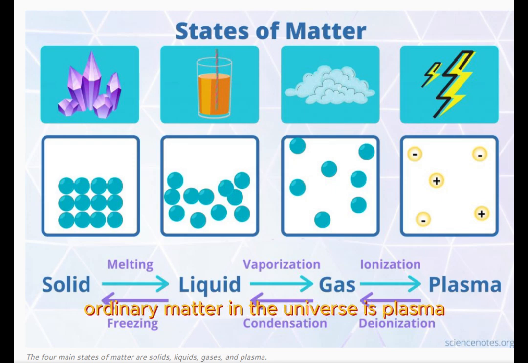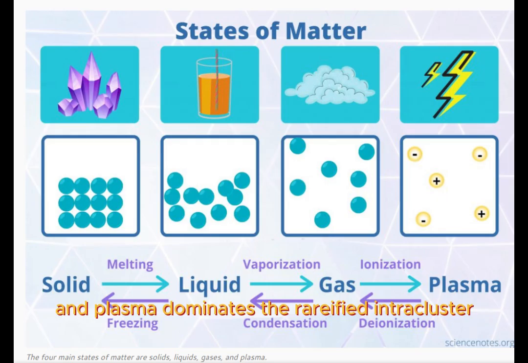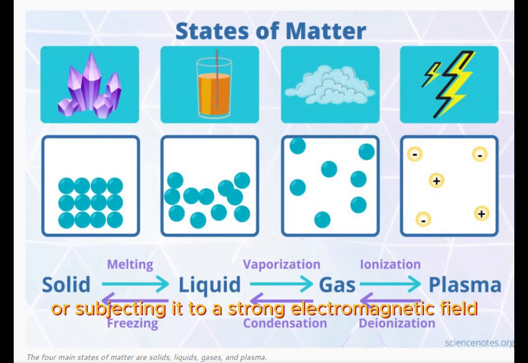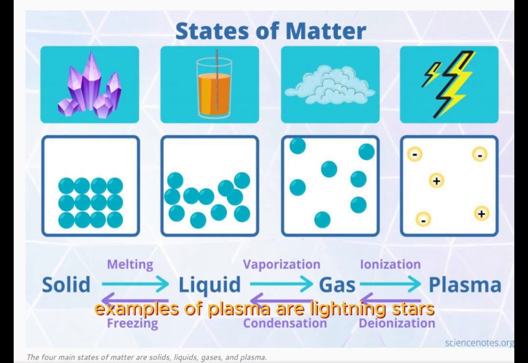it is estimated that 99.9% of all ordinary matter in the universe is plasma. Stars are almost pure balls of plasma, and plasma dominates the rarefied intracluster medium and intergalactic medium. Plasma can be artificially generated, for example, by heating a neutral gas or subjecting it to a strong electromagnetic field. Examples of plasma are lightning, stars, fire, etc.